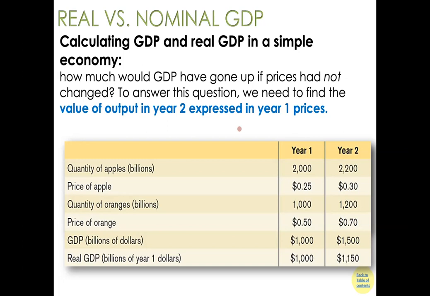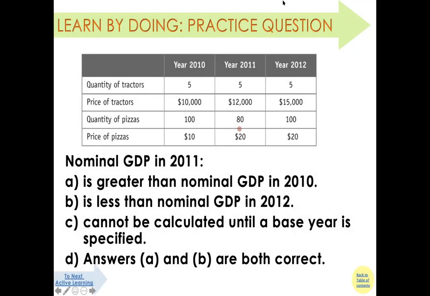All right. So now let's look at an example. Okay, learning by doing. Read this table. Question asks, what is the nominal GDP in 2011? All right. So the way we finish this problem is we calculate the nominal GDP in 3 different years because he asked to compare the nominal GDP in 2011 with 2010 and then 2012. Right? Okay.